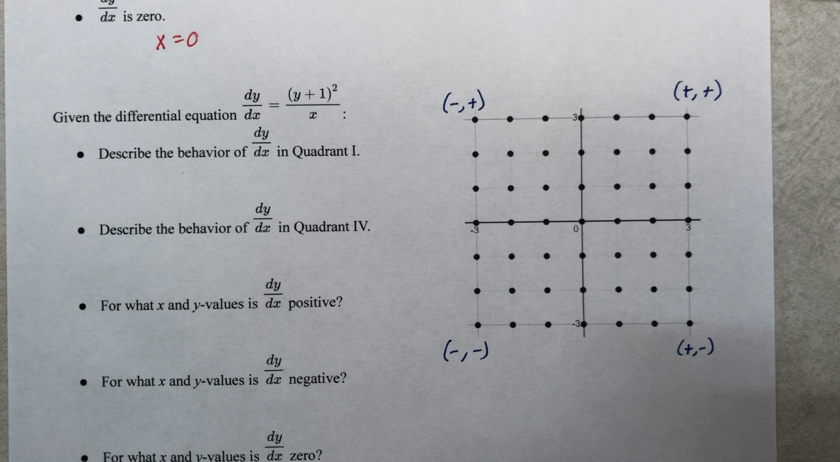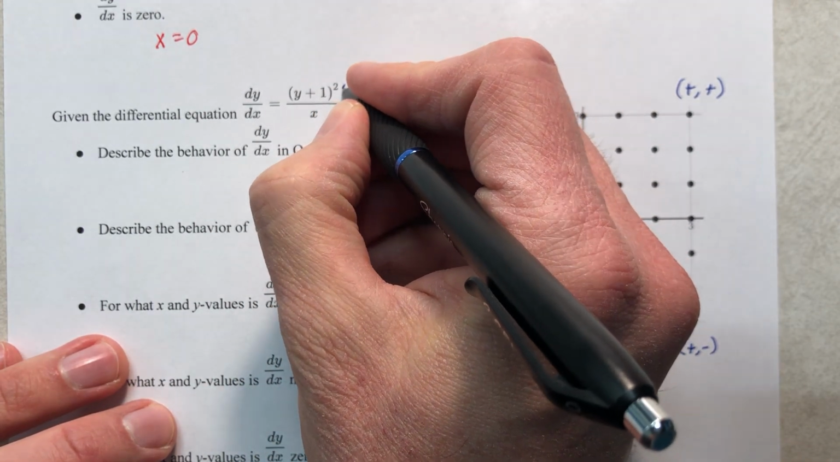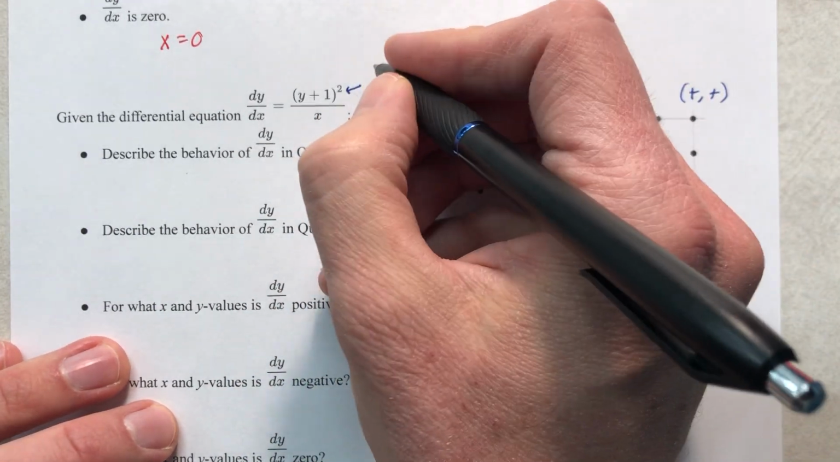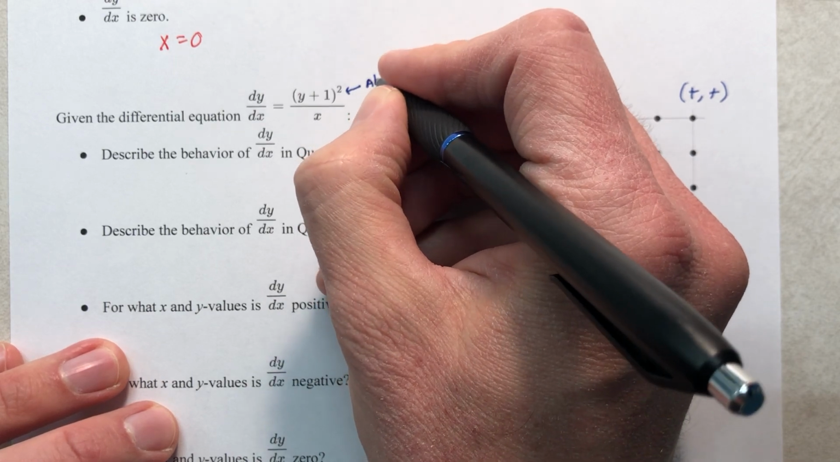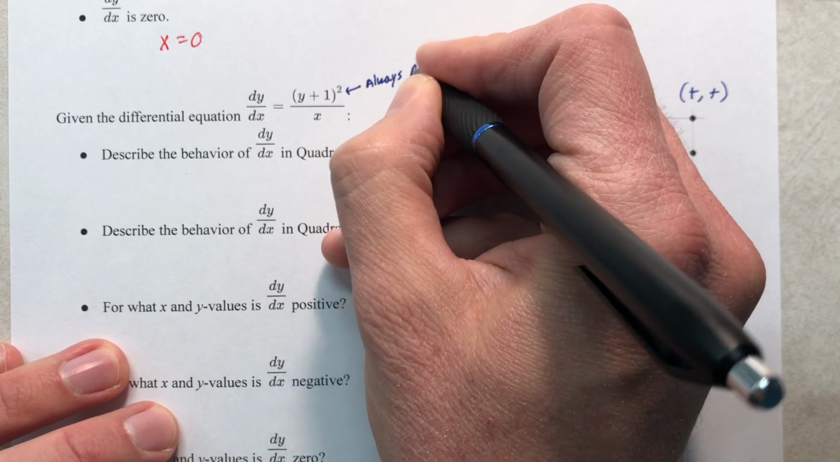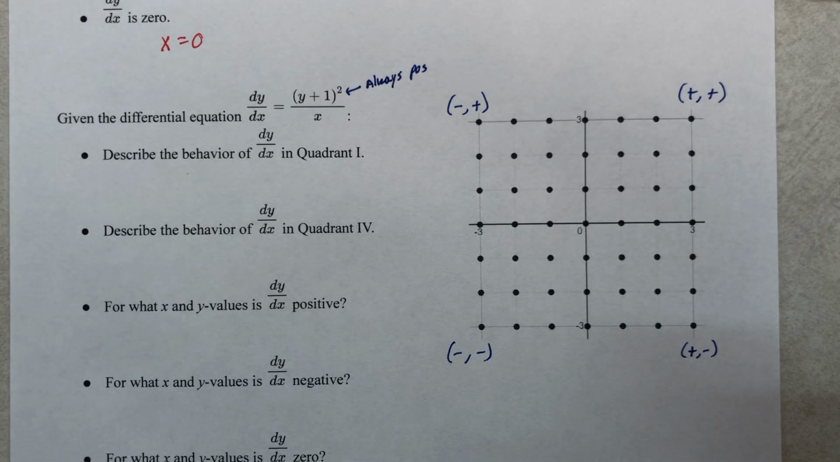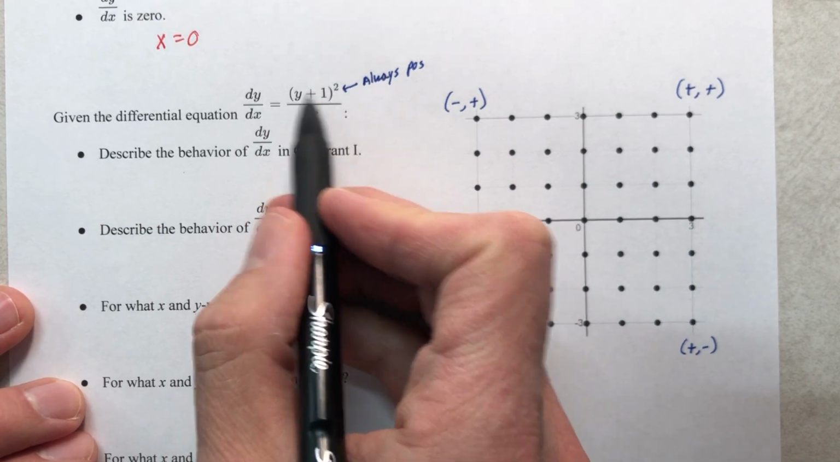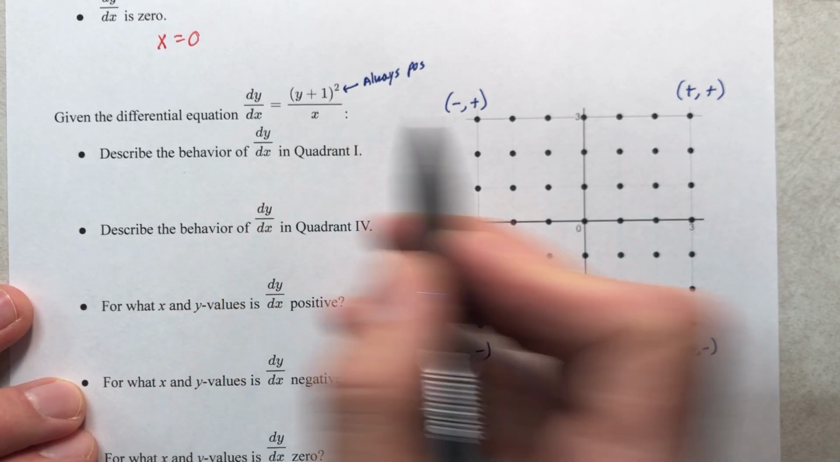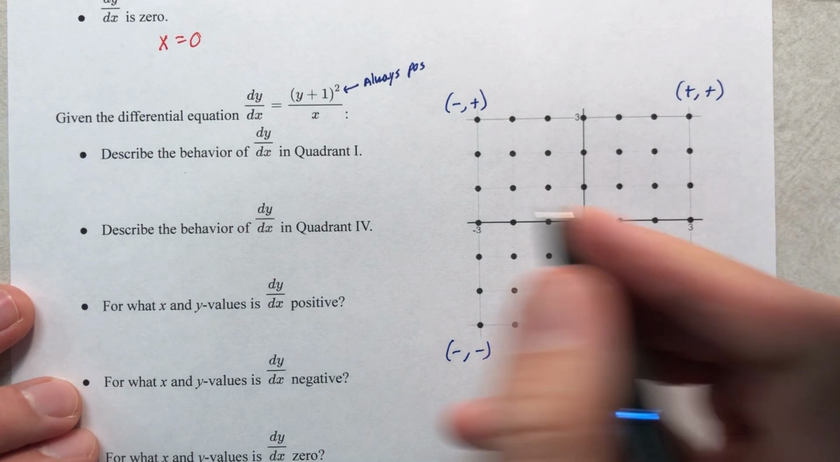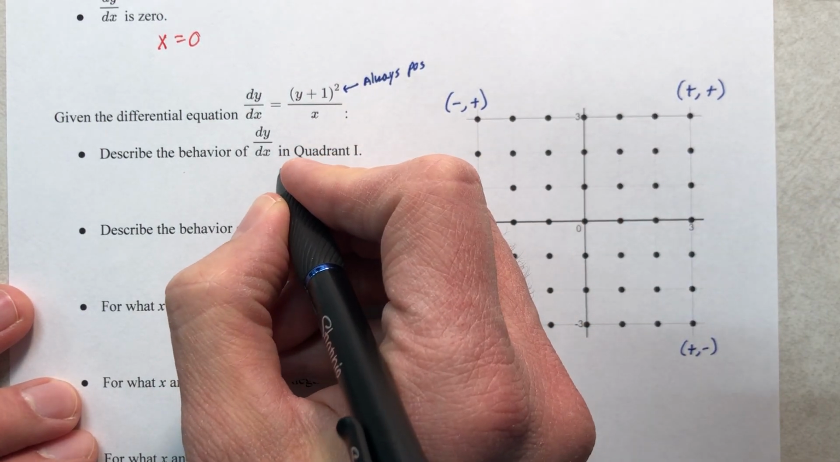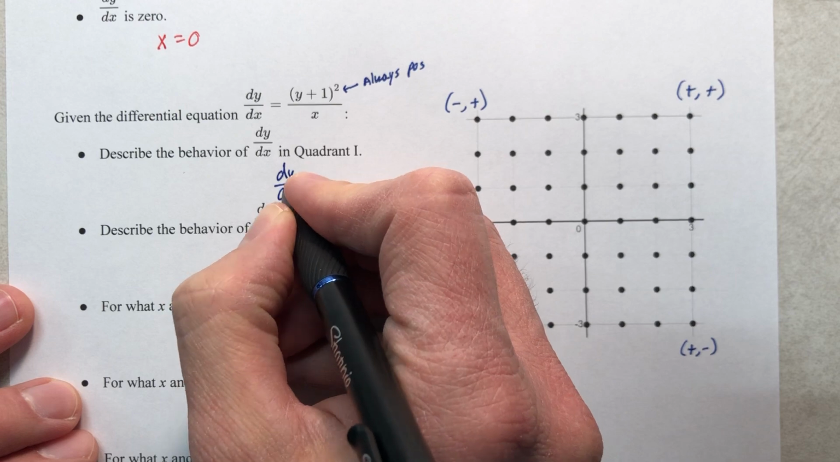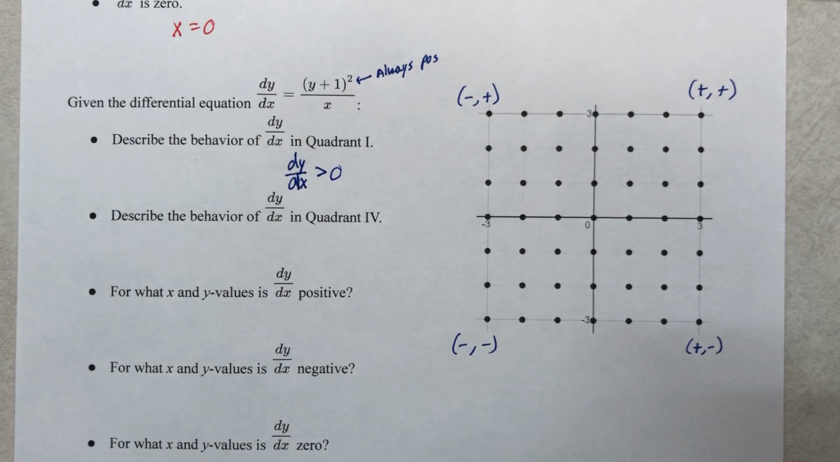Well, can we just go ahead and point out something else that's obvious? This entire numerator, you're going to square it. We're not playing with imaginary numbers, so this is going to always be positive. That's just good to know. Numerator will never be negative. It just won't. So we're going to describe the behavior of this in quadrant 1 where we have something that's always positive divided by a positive x. That's what happens in quadrant 1. So we're going to have a positive slope. I'm going to say that dy/dx is greater than 0. That's a fancy way of saying slope is positive.